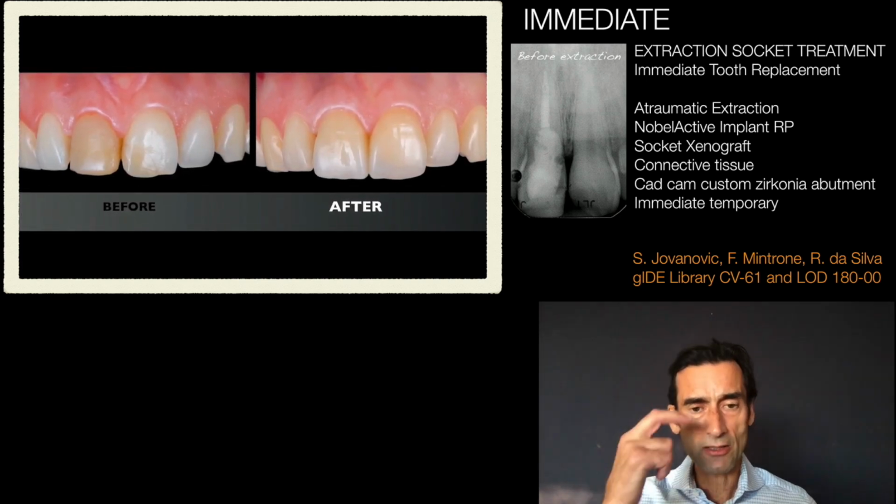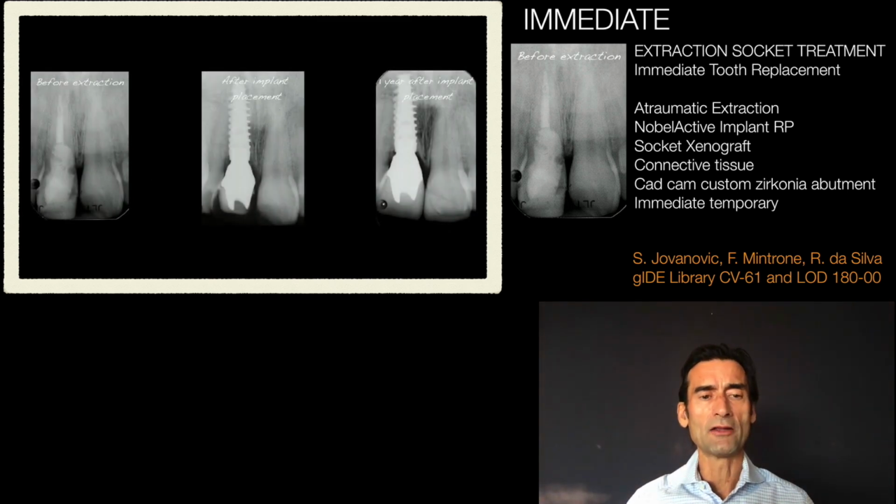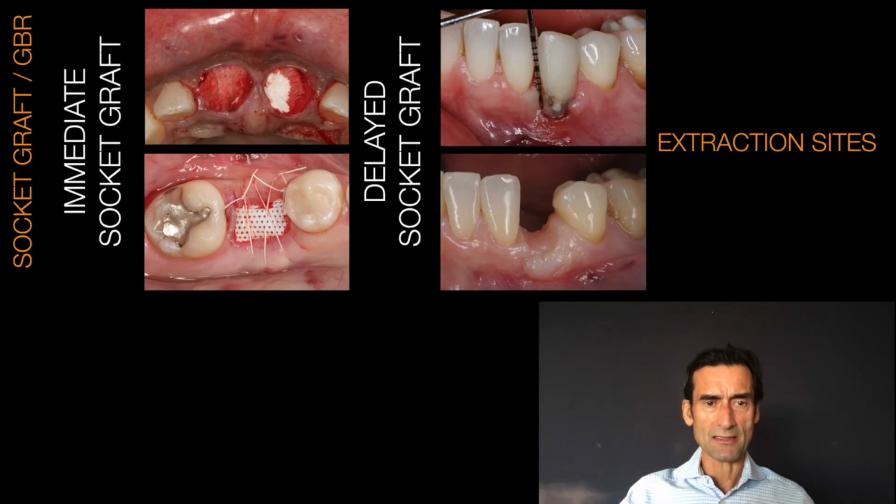And then we made a veneer on the natural tooth, and we made a full veneer on the implant abutment. And you can see a very stable amount of bone after 1 year, and stable gingiva. So that's kind of the protocol for a flapless case.